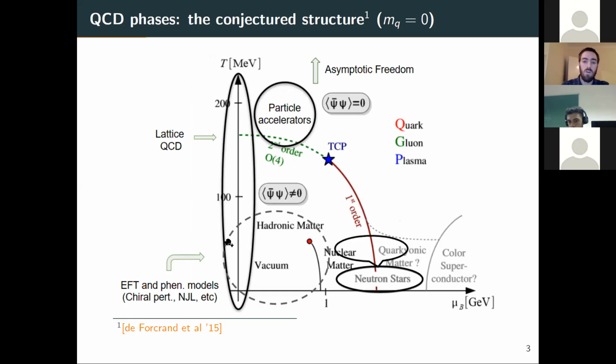For example, in the temperature direction at mu equals 0, so at chemical potential equals 0, you can think about it at low density, we have lattice QCD techniques. We have data from the particle accelerators in this regime. We have data from effective models and phenomenological models near the vacuum phase. And a bit more recently, we have information about this part, which is the cold dense part, and which is the part I'm going to be focusing on, from neutron star information.